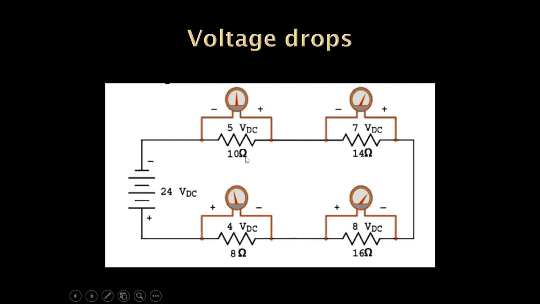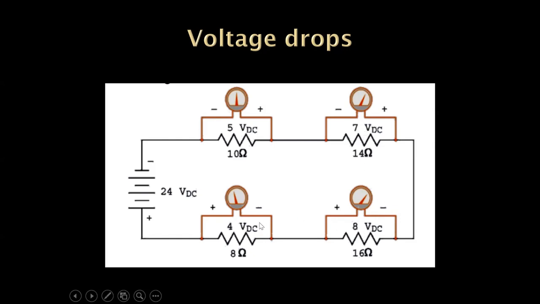My smallest resistor, so I've got a 10 ohm, a 14, a 16, and an 8. So my smallest resistor, my lowest resistance, is going to be the easiest one to get through. It's going to lose the least amount of force, or it's going to take the least amount of force to push through this resistor. So we're going to lose the least amount of voltage here.